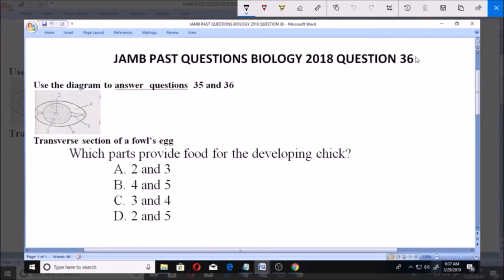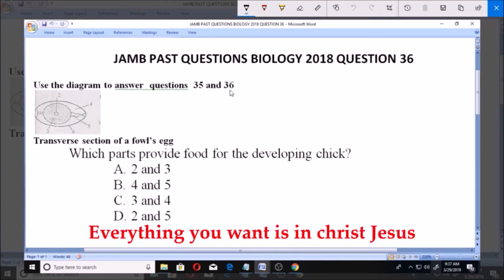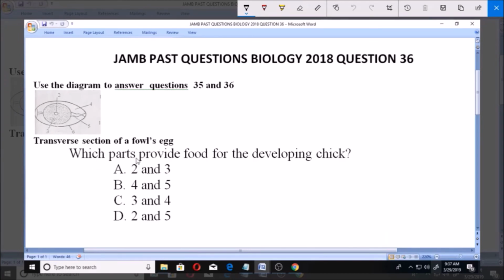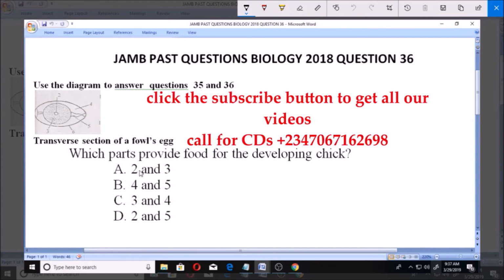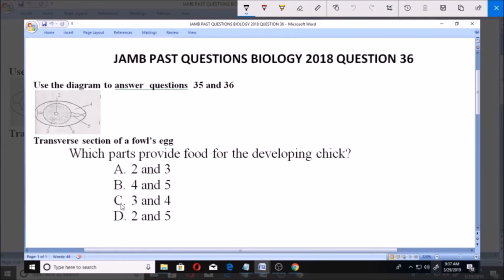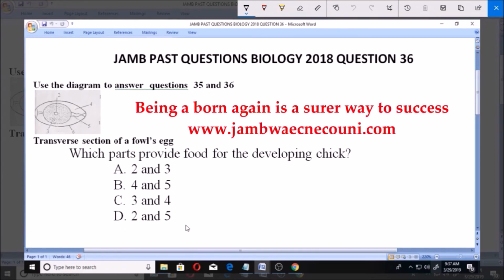Welcome. Let's look at question number 36 for JAMB past questions, biology 2018. Use the diagram below to answer questions 35 and 36. This is question 36. This is the diagram, the transverse section of a fowl egg. Which parts provide food for the developing chick? Is it A. 2 and 3, B. 4 and 5, C. 3 and 4, D. 2 and 5? So which part provides the food?